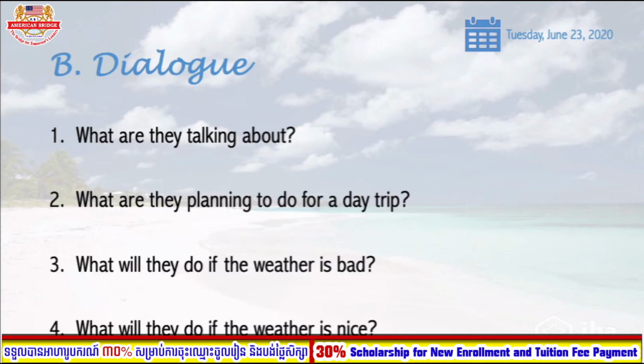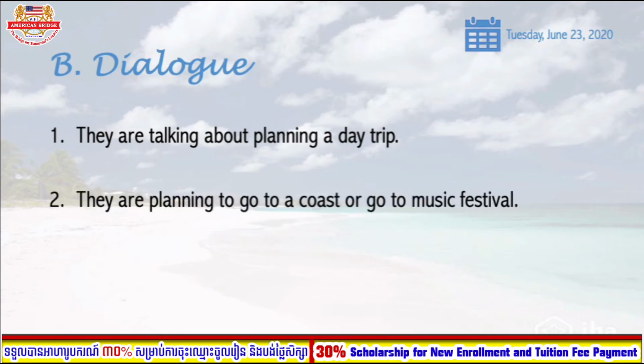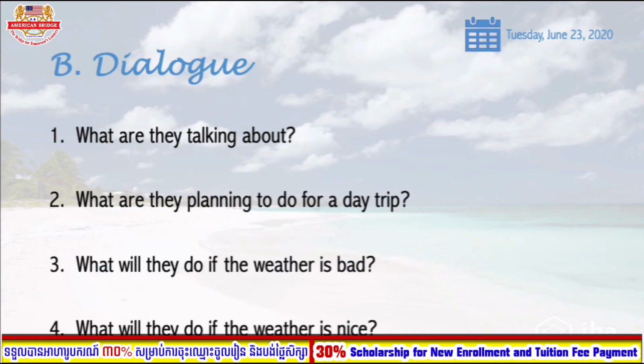What are they planning to do for a day trip? Okay, there are 2 main activities. Are you ready? Number 2, they are planning to go to the coast, which has the same meaning as the beach, or go to the music festival. Number 3, what will they do if the weather is bad?